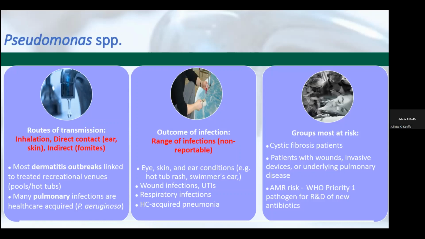Specifically, it's very important for cystic fibrosis patients, where it is one of the main causes of healthcare-acquired pneumonia, causing mortality and morbidity amongst that group. But other patients that have invasive devices, burn patients, etc., could be also at risk of infection. This particular group is a WHO Priority 1 pathogen for AMR risk and the development of new antibiotics, because we're running out of ways to treat this.